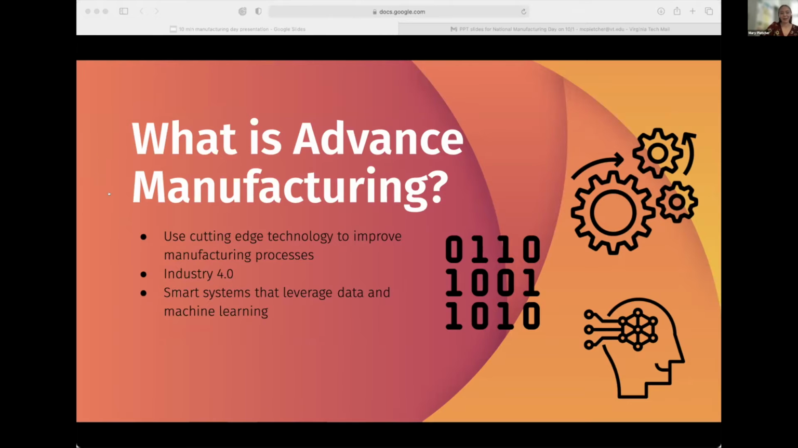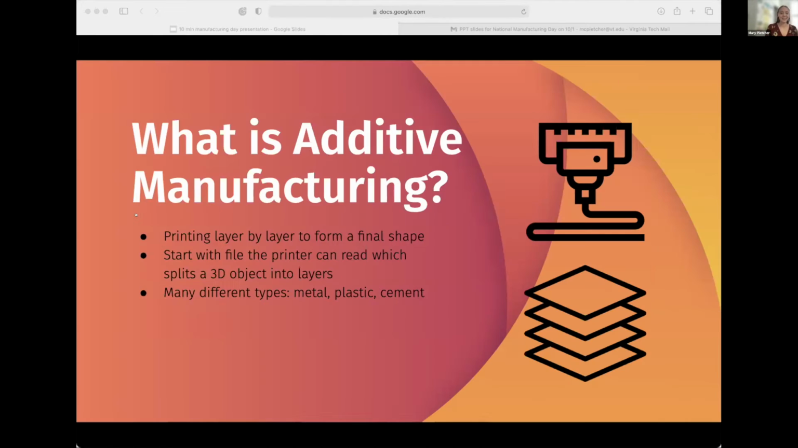And then additive manufacturing, which I believe you guys got some introduction to in other presentations, but it's essentially printing a part layer by layer to create the final shape. So you start off with a 3D file, and then you basically split the 3D object into layers and use that as instructions for the 3D printer. And additive manufacturing comes in many different types, including metal, plastic, and cement. And again, I think you guys heard a little bit about these different types of additive manufacturing in previous presentations.